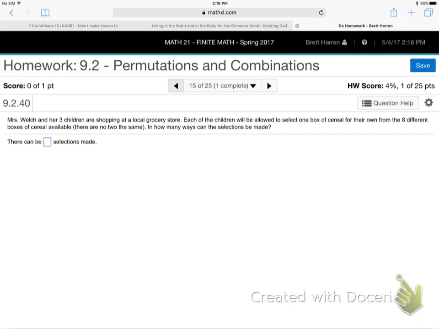Okay, Mrs. Welch and her 3 children are shopping in a local grocery store. Each of the children will be allowed to select 1 box of cereal for their own from the 8 different boxes of cereal available. There are no 2 the same. In how many ways can the selection be made? So we've got 8 boxes of cereal, and 3 kiddos.